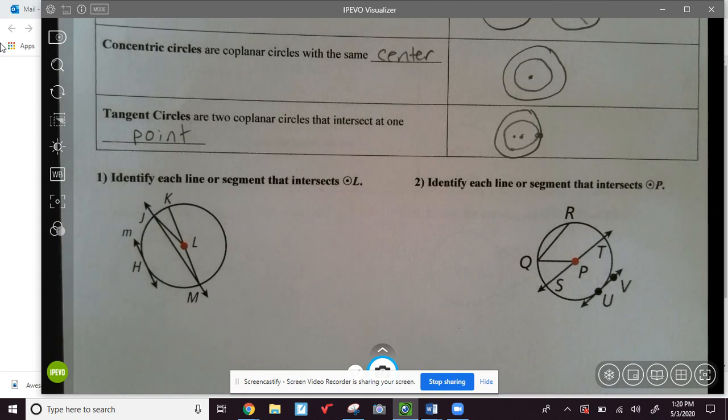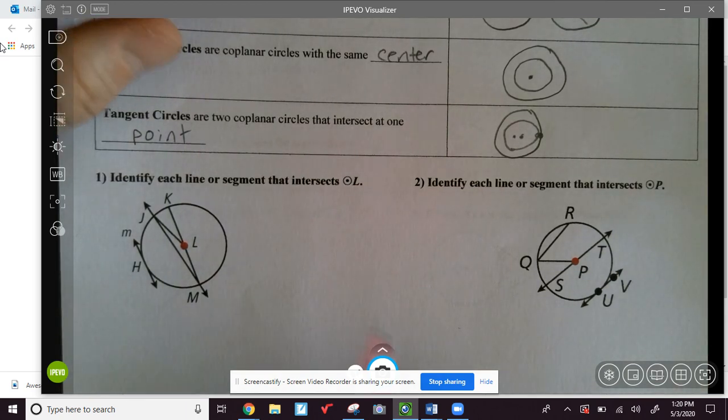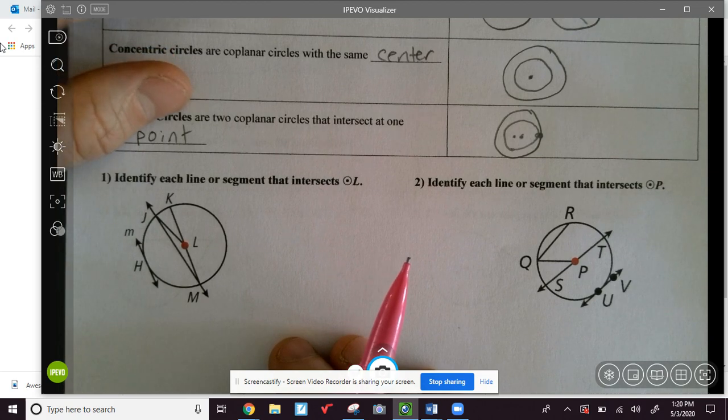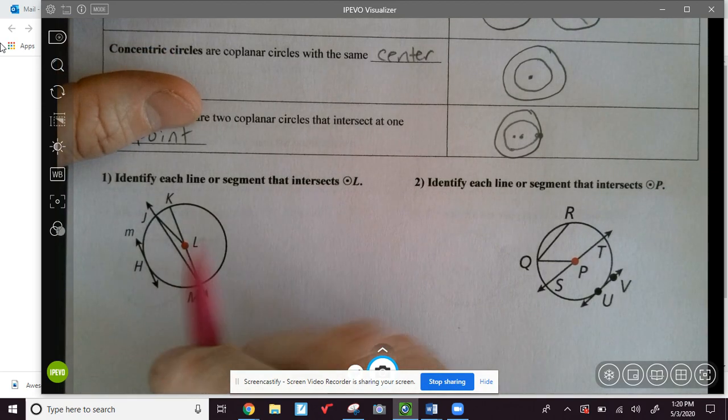All right, so here, number one, we're going to do what we did a while ago. We're going to look at everything and identify everything. So I'm going to do number one together. Number two, you can do it by yourself. Again, you can stop this anytime you want to, rewind it, fast forward, whatever.